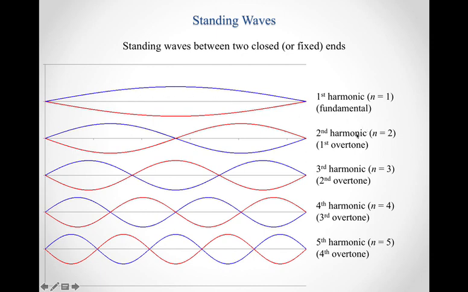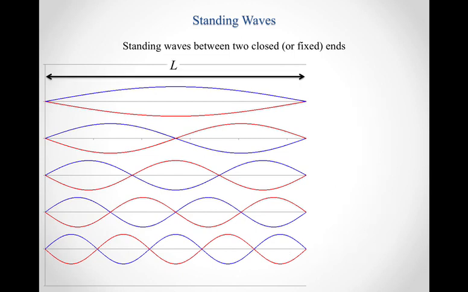The second harmonic has two humps, and so it's described by n equals 2. It also happens to be called the first overtone, but the important detail is that the number that represents the harmonic is the same as the number of humps that are sitting in your pattern. So the third harmonic has 3 humps. The fourth harmonic has 4 humps. The fifth harmonic has 5 humps within the standing wave pattern.